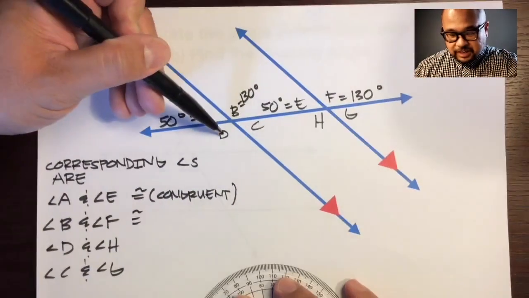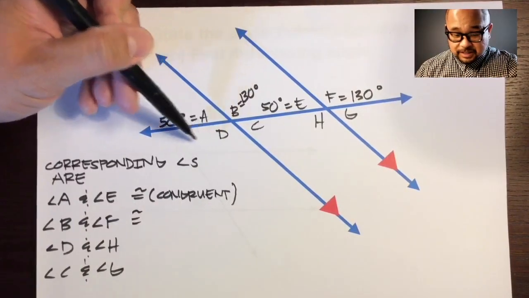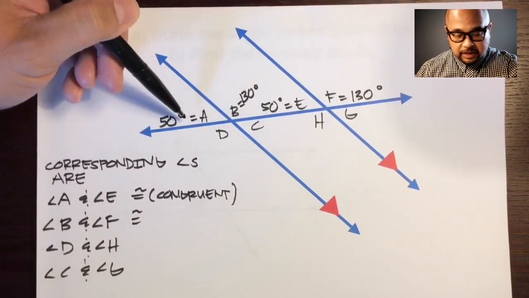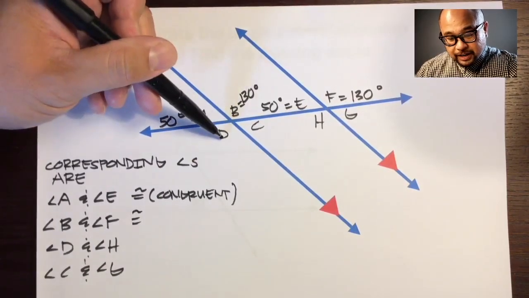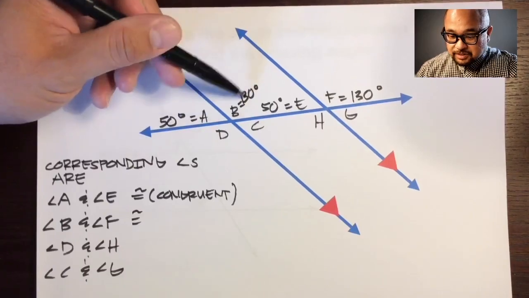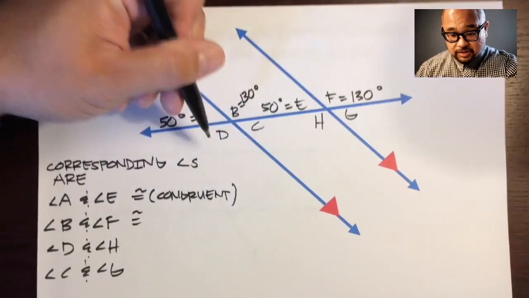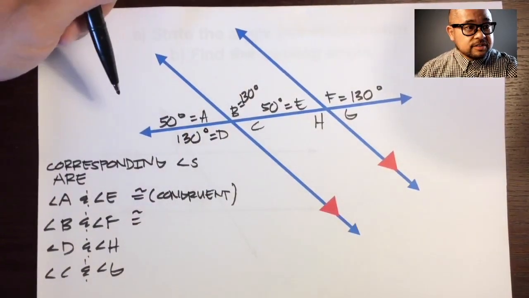If we look at angle D, we don't even need a protractor because we have two options. Angle D is supplementary to angle A: 180 minus 50 is 130. Or angle D is vertical to angle B, so they're the same, they're congruent also. So angle D is 130 degrees.